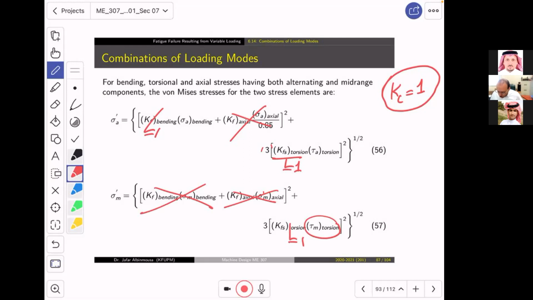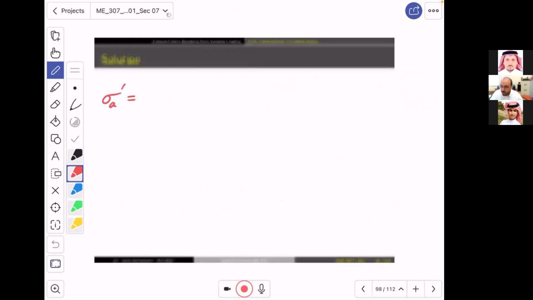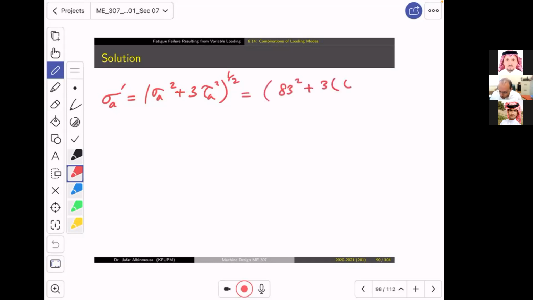So what will happen is this. Now, when I solve this, look what will happen. Sigma A prime will be equal to the square root of sigma A square plus 3 tau A square. So how much is this one? This is going to be the square root of 83 square plus 3 multiplied by 69 square. And this is going to be 145.5 megapascal.